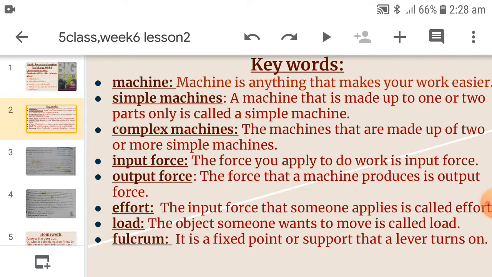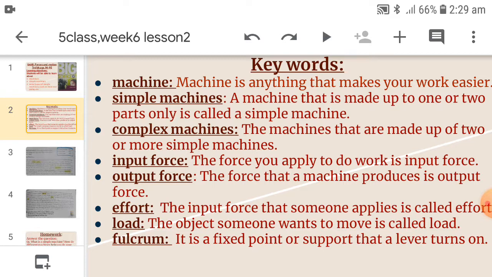Input force. The force you apply to do the work is called input force. Output force. The force that a machine produces is called output force. Take an example of a doorknob. It is an example of a simple machine. If you want to open the door, you will turn the doorknob. So while you are turning it, you are applying some input force on it. And as a result, when the door opens, that would be the output force.